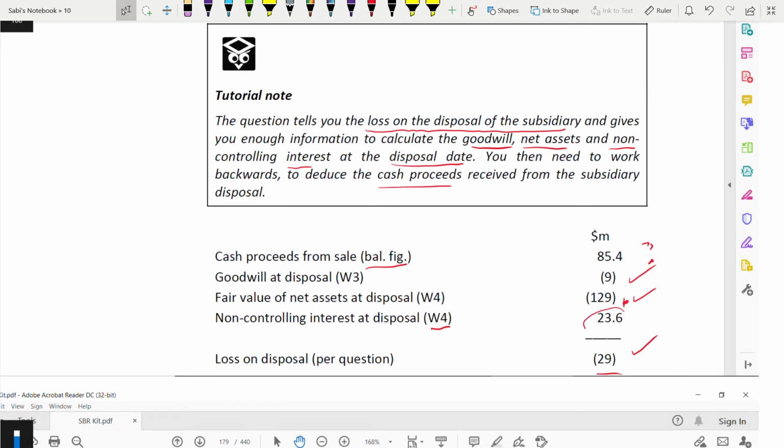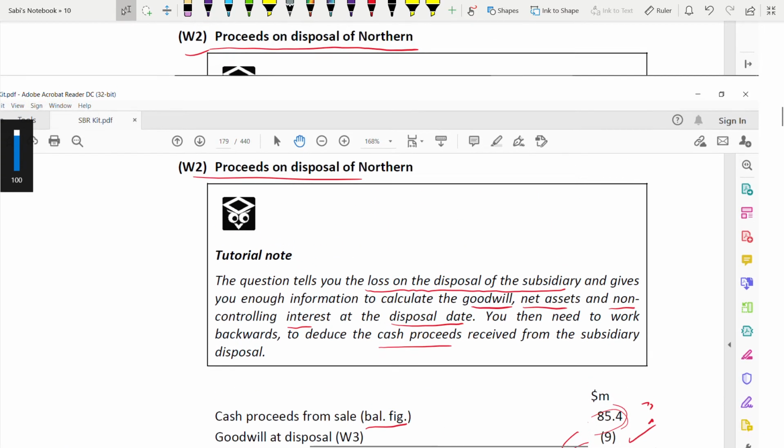Okay, you see at the date of disposal NCI. And finally, what you do is 23.6 minus 129 minus 9. On this side you will have some balance, on this side you have to balance, it needs to balance, right? 29. So the balance is 85.4. You can go backwards: minus 29 minus 23.6 plus 129 plus 9, you will get 85.4, positive 85.4. It's a cash proceed, so it has to be a positive figure.